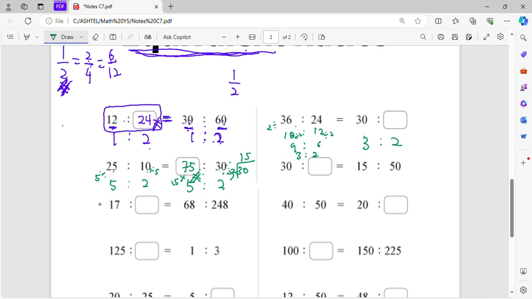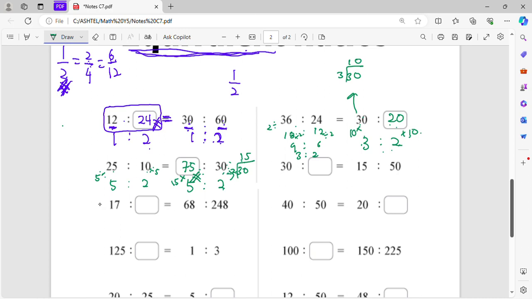Now as you can see, 3 becomes 30. How do you get from 3 to 30? Just divide. You need to find out how you get it. 30 divided by 3, you will get 10. So 3 multiplied by 10 gives 30. So this side is also multiplied by 10. So 2 multiplied by 10, you will get 20. So if you simplify 30 to 20, you will get 3 to 2 as well.